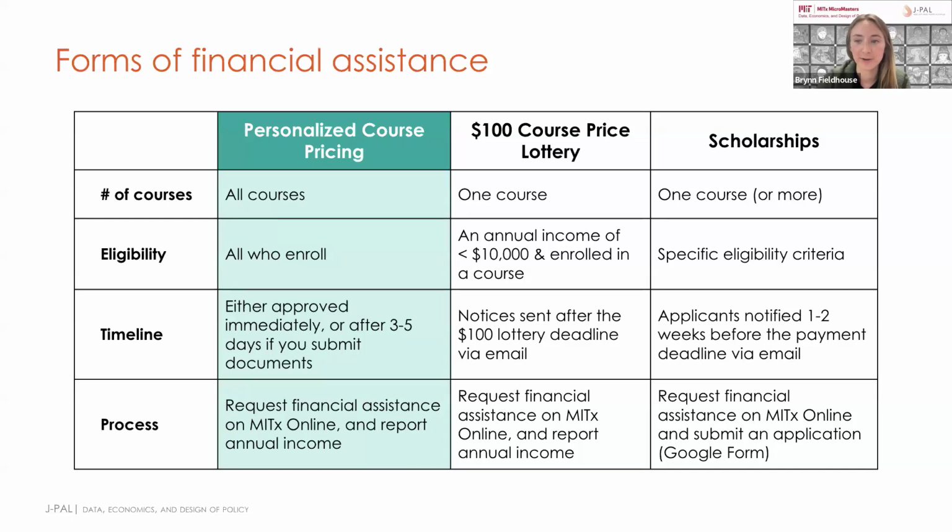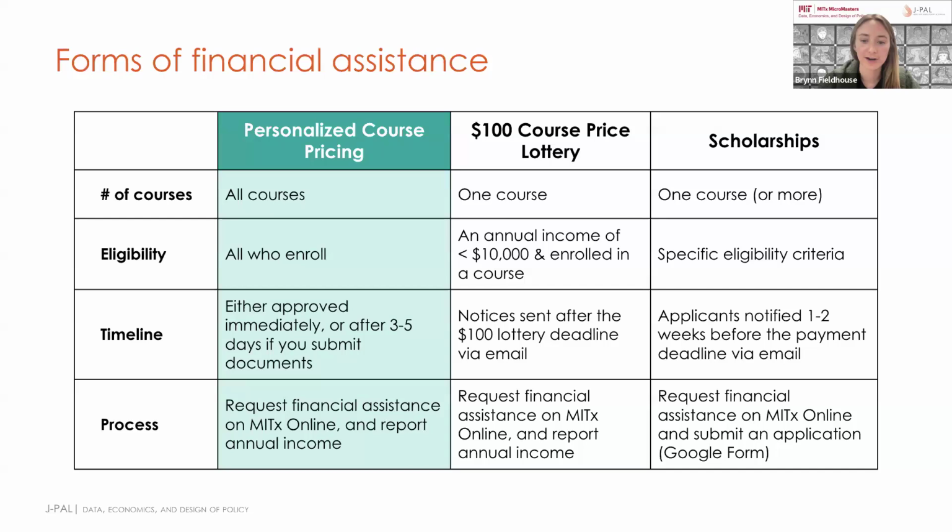All enrollees can request this discount, and all you need to do is request financial assistance on MITx Online. There's a little button on the dashboard that says request financial assistance, and then there's a short form that you complete, and the system is pretty automatic. So it's quite straightforward and simple. When you request financial assistance, you'll be asked to report your annual income, and then in some cases, you'll be asked to submit financial documents to verify your income.